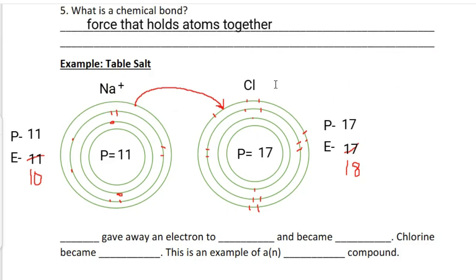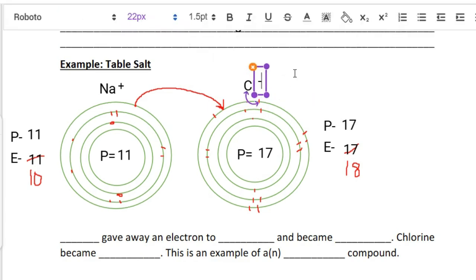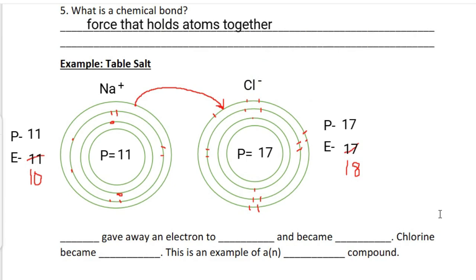Chlorine, because it gained an electron, now has 18 instead of 17. So it's got more negative charges than positive charges. So now it becomes negative. So now chlorine is an ion.